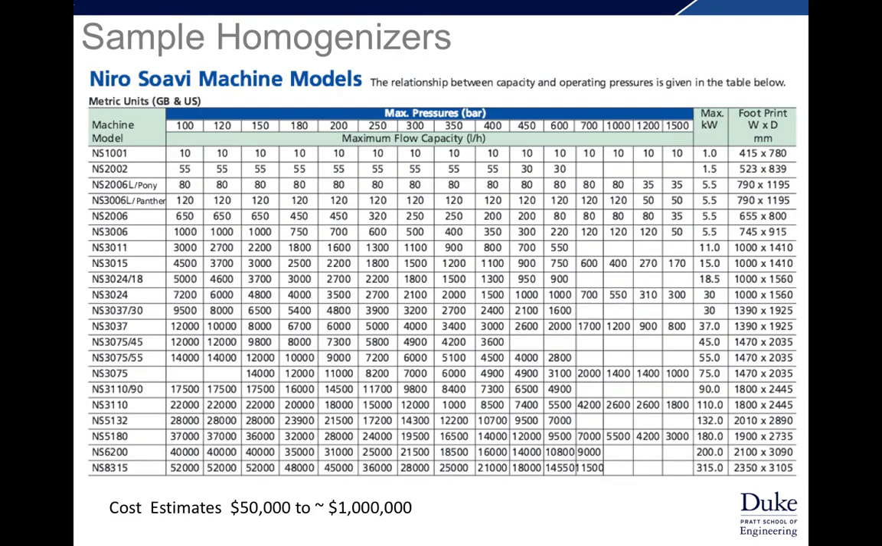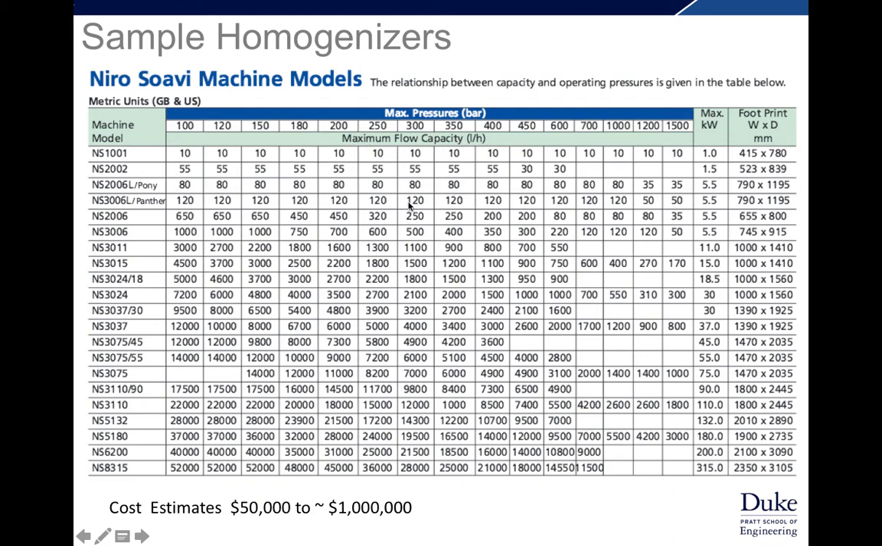These would be some cost estimates and size flow rates for different homogenizers. So they would cost anywhere from $50,000 to over $1 million, depending on the flow rate you need and the pressure you need to operate in. From the previous equations, you could figure out how many passes you would need at a given pressure to get a certain type of release, and then you could dictate the amount of flow that you would need.